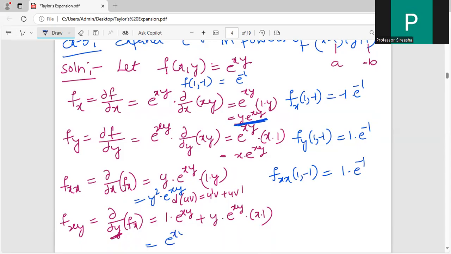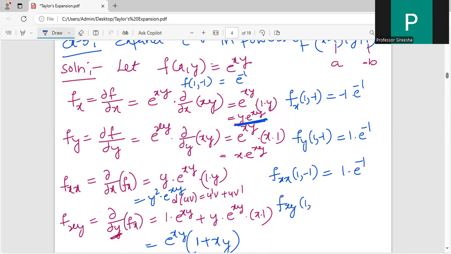Now, this term I have got, let me simplify first. e^(xy) is common in both the terms. If I take it out, I have 1 plus x into y. So e^(-1) into (1 plus xy), where x is 1 and y is -1, so this term goes to 0. Let me write it here with this blue color.